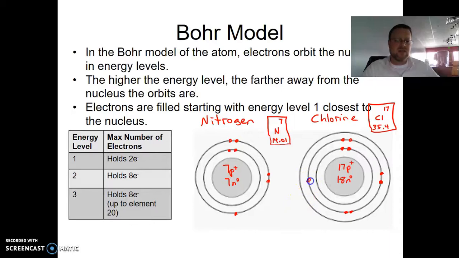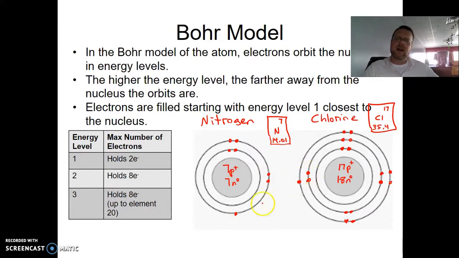I'm still not at 17 yet. How many have I used so far? Well, I've used 2 in the first, 8 in the second. I've used a total of 10, which means I've got 7 electrons left over that still need to be put into this model. Now the third energy level holds up to 8, but we're not going to have that many to put in it. We only have 7 left. So I'll go 1, 2, 3, 4, 5, 6, and 7.